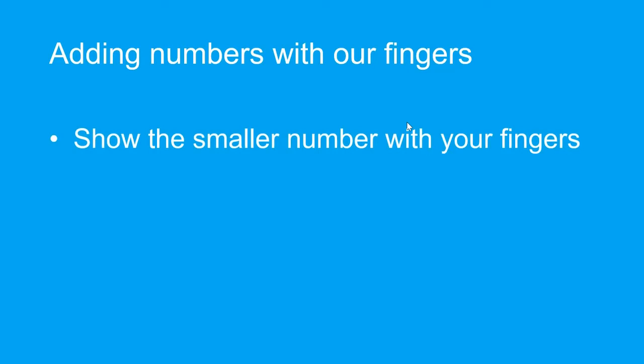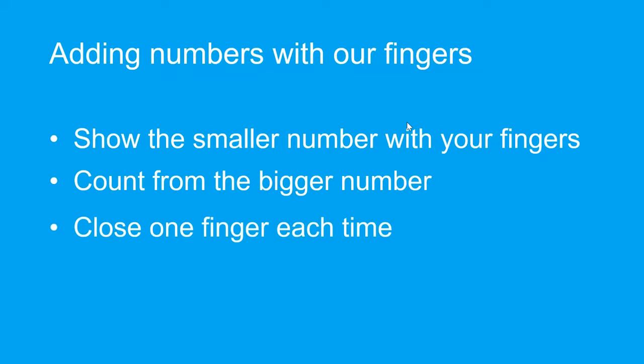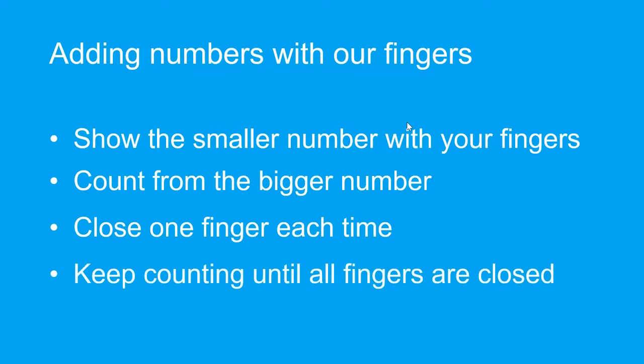Okay, we need to learn how to add with our fingers. So here are the steps. First, show the smaller number in your fingers. Then, count from the bigger number. You close one finger each time you count, and you keep counting until all your fingers are closed. So let's try this with an example.